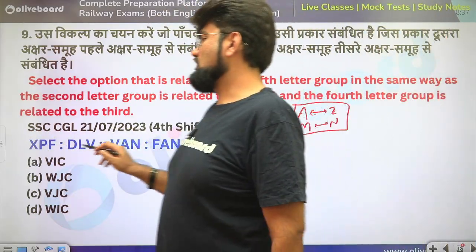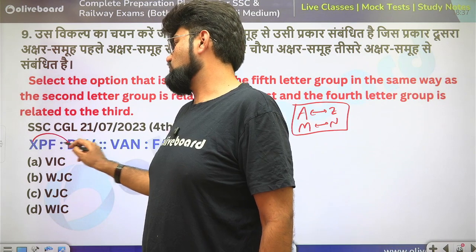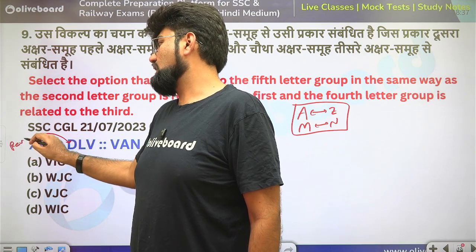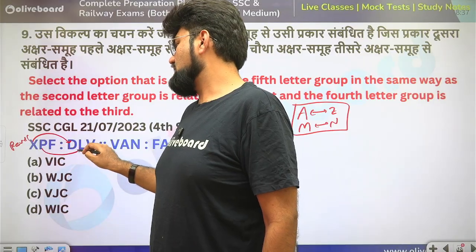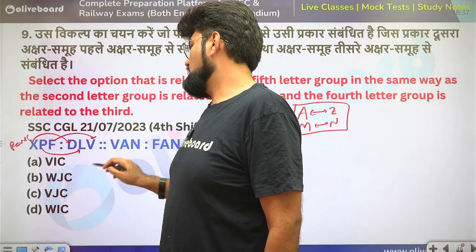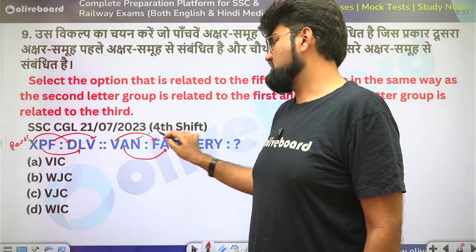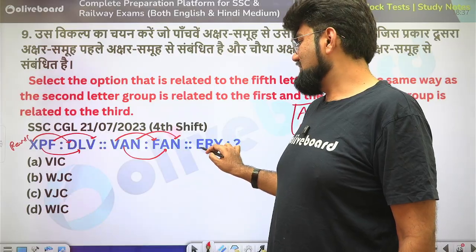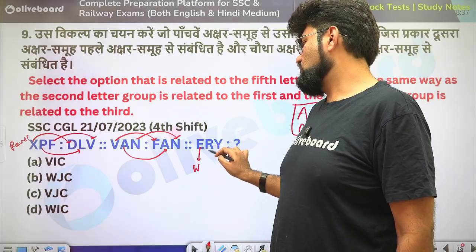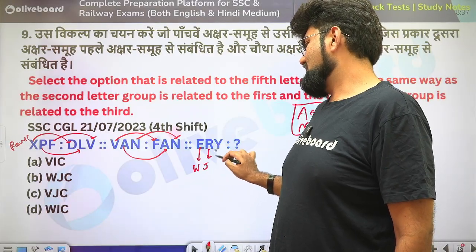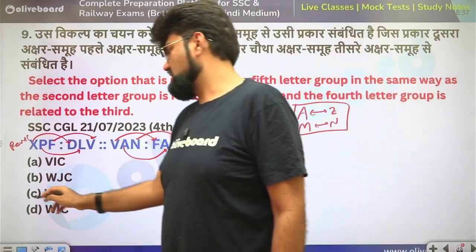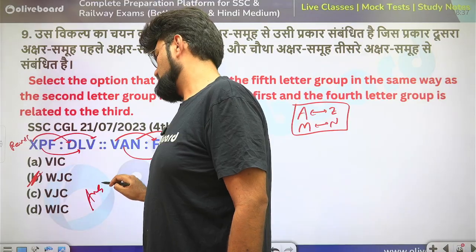If you then observe, you see that X reverse is C +1. So the logic is reverse +1. P reverse is K +1. F reverse is U +1. Similarly, V reverse is E +1. A reverse is Z +1. N reverse is M +1. So E reverse is V +1, that is W. R reverse is I +1, J. This is C only because all the options have C. So option B is the correct answer.